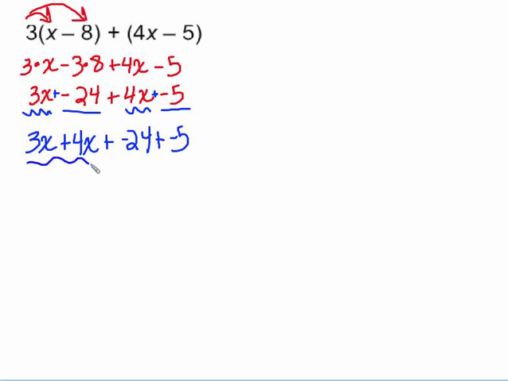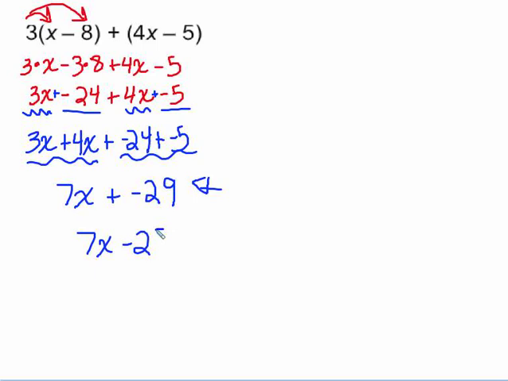I know that 3x and 4x are going to make 7x together. And I know that negative 24 and negative 5 are going to make negative 29 together. Again, I am okay to stop here and leave my answer as such. Or I could simplify it to 7x minus 29 for a final answer.